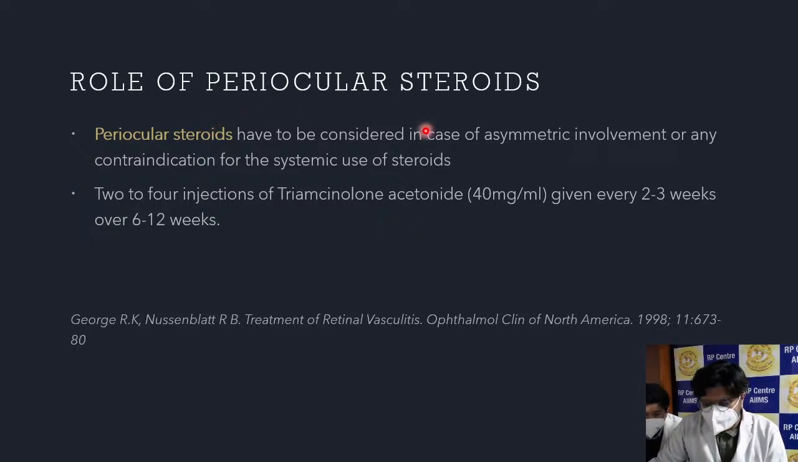The role of periocular steroids. Periocular steroids have to be considered in case of asymmetric involvement or any contraindication for systemic use of steroids. 2 to 4 injections of triamcinolone acetonide, 40 milligram per ml, given every 2 to 3 weeks over 6 to 12 weeks. I think we have taken this from Newson-Black, yes, sir.